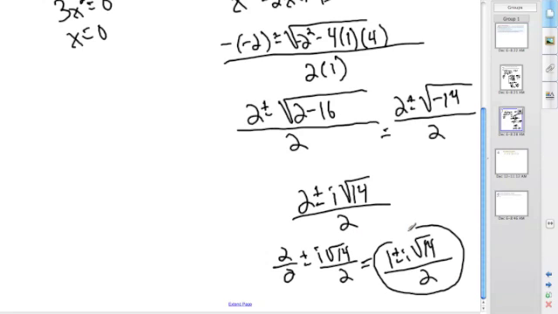So we have our solutions, which are one real solution, 0, and two imaginary solutions. We have 1 plus i square root 14 over 2 and 1 minus i square root 14 over 2.